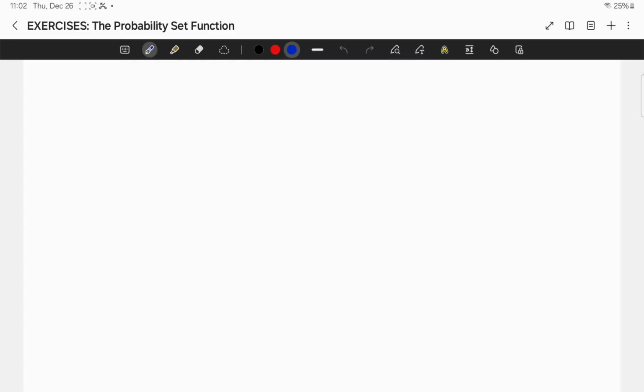So today we continue with the solution of some exercises under the probability set function.